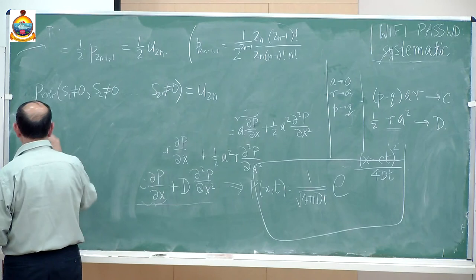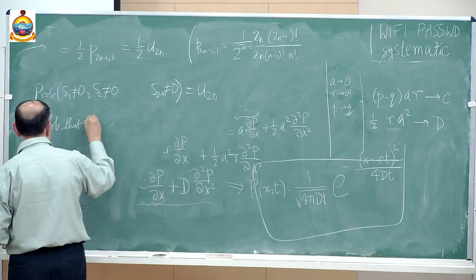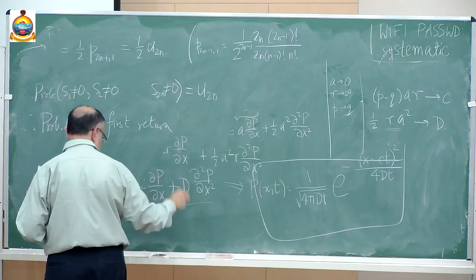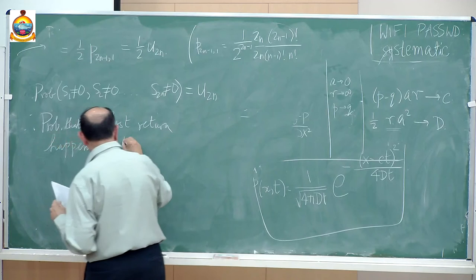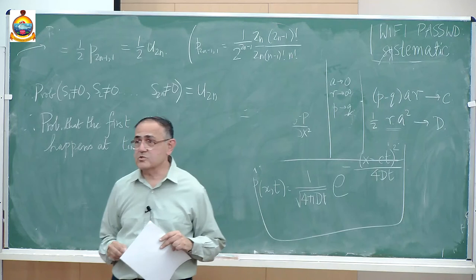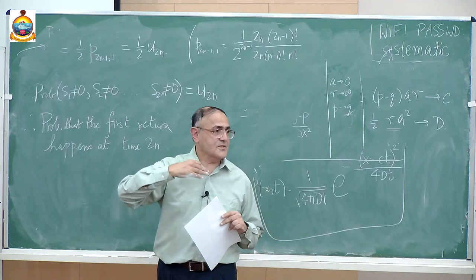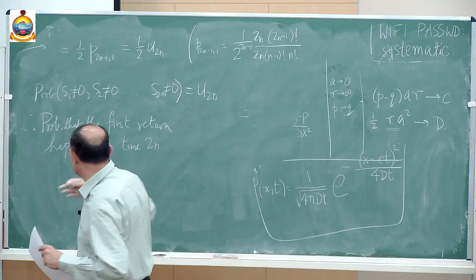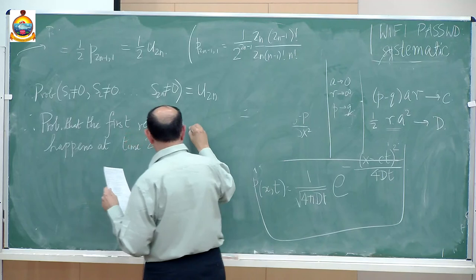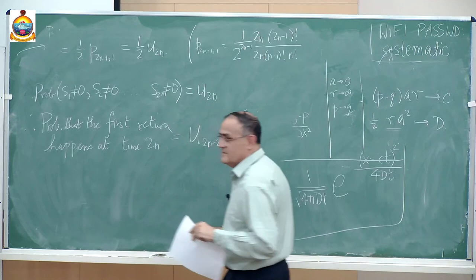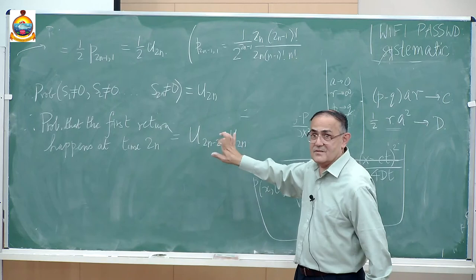the probability that the first return happens at time 2n. Feller, for some reason, refers to time as epoch, at epoch 2n. In my mind, an epoch is a long stretch of time, like the epoch of the dinosaurs. But all right, we'll just call it time 2n, is u2n minus 2 minus u2n. Agreed? You have to understand the argument. I hope you understand.